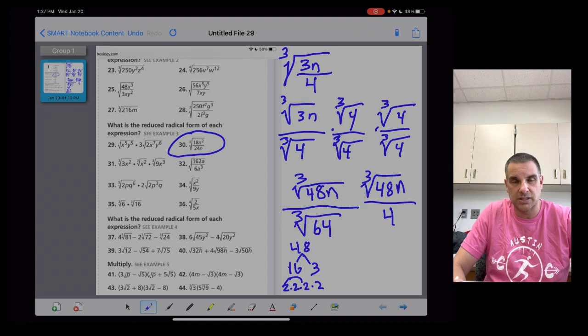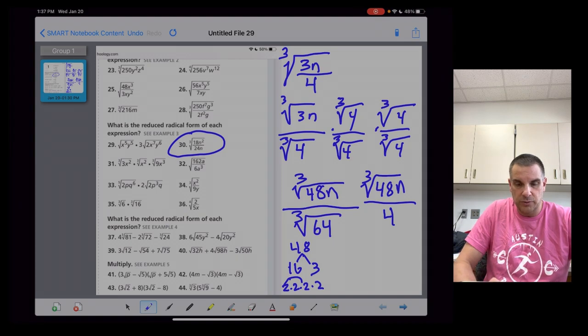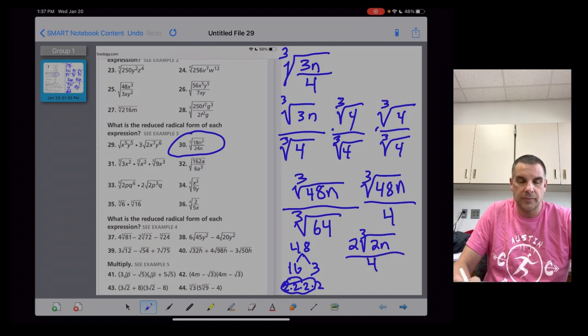16 is 2 times 2 times 2 times 2. I know I just skipped a whole bunch of steps, and I don't have any space. So it's 2 times 2, 2 times 2 is 4 times 2 is 8 times 2. So that works. So we're talking cubed roots. That means the 2 can come out. We still have the 2 and the n underneath, and we still got it over 4. Now the 2 and the 4 go away, so you're left with the cubed root of 2n over 2.